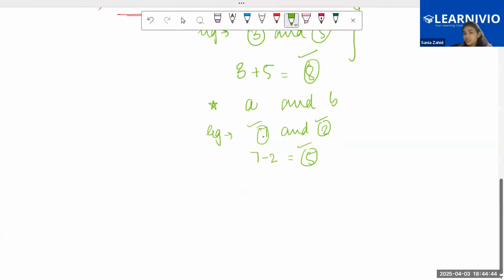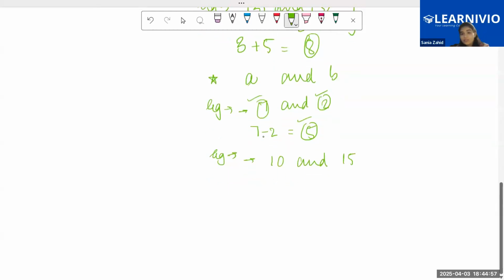But if I change the numbers now, I take another example. Now I take, let's suppose, 10 and 15. Now when I subtract 10 and 15, what is my answer now? -5. It is an integer, but not a whole number.